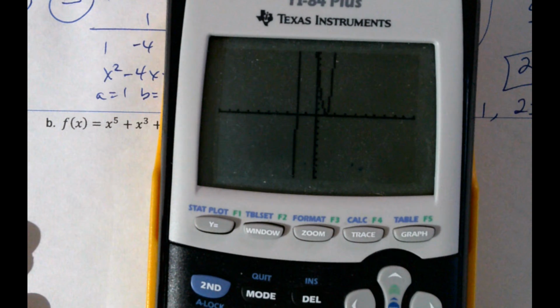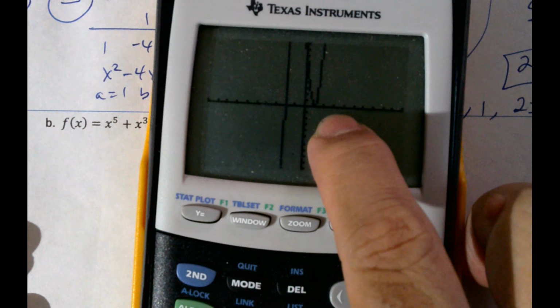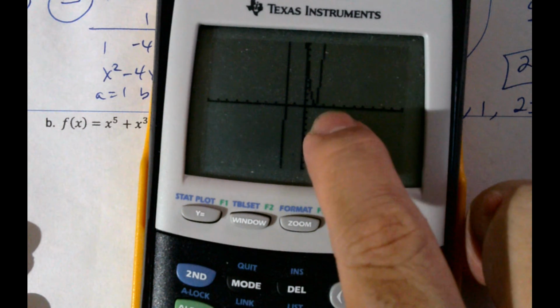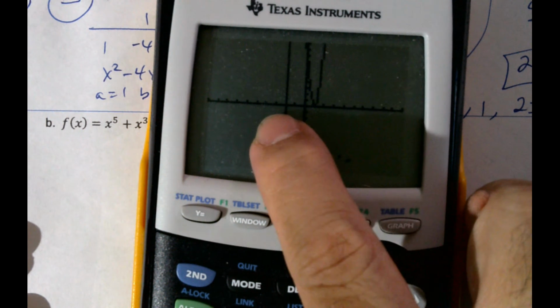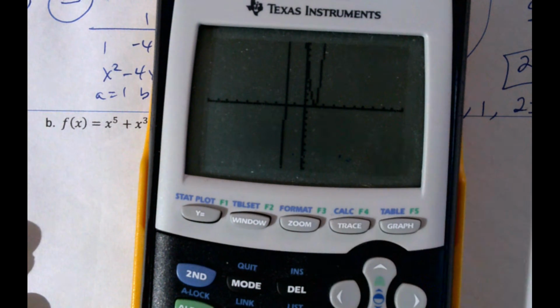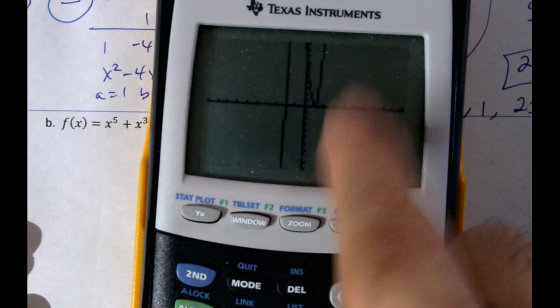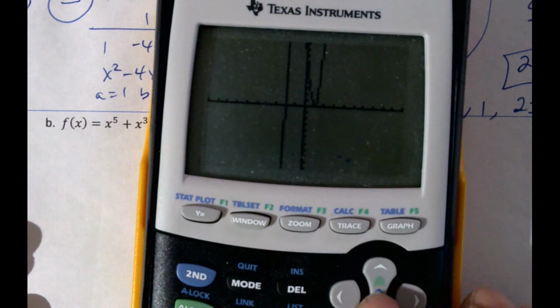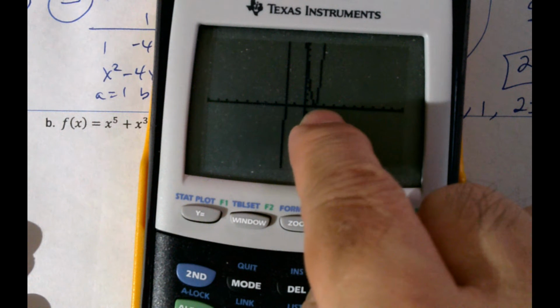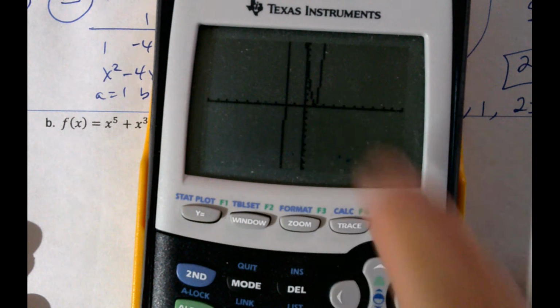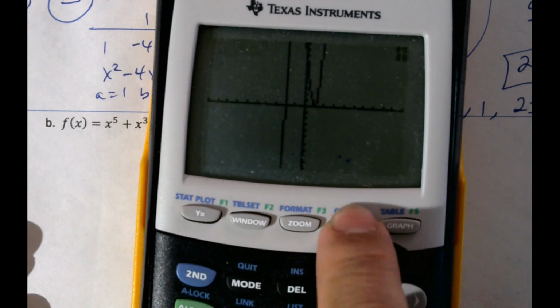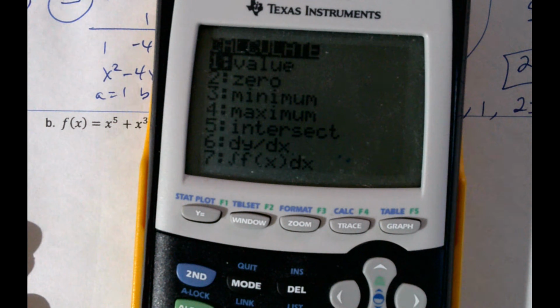All right, so here, let's find that one. We can find either one. All right, this is x to the 5th. There's only 2 obvious zeros. Well, I don't know if that's obvious. Let's see if that's one. All right, so first let's find that one. I don't know if that actually crosses the x-axis. So we're going to do second calc. And we're going to find a 0. So that's choice number 2.